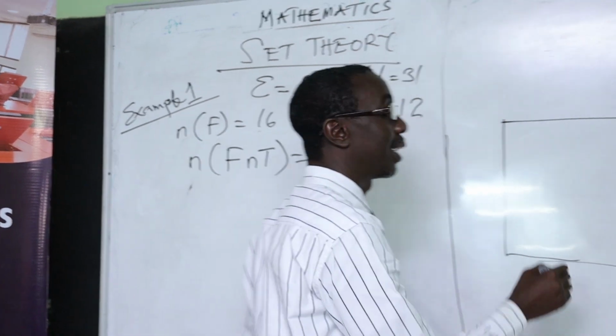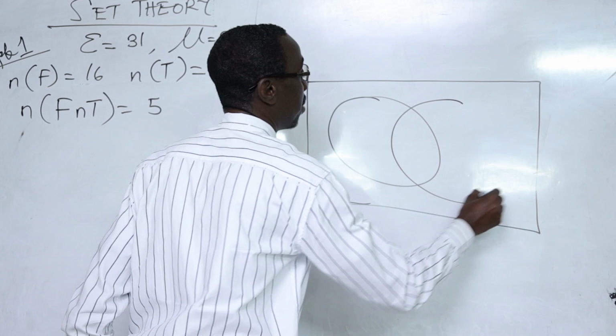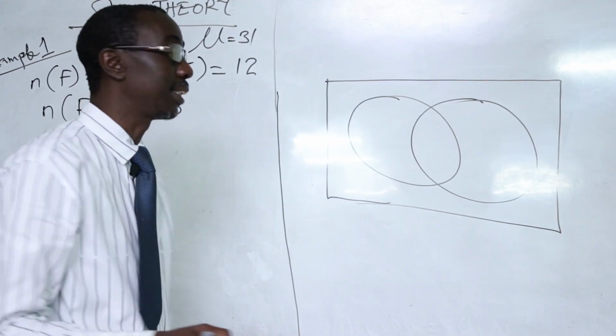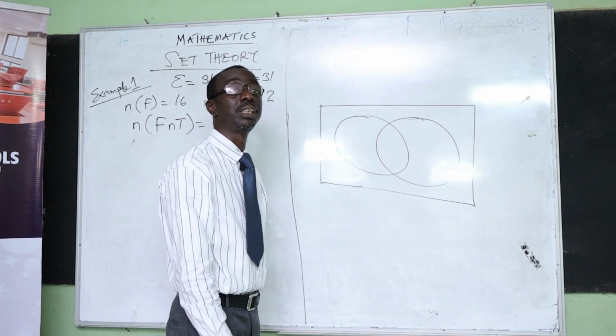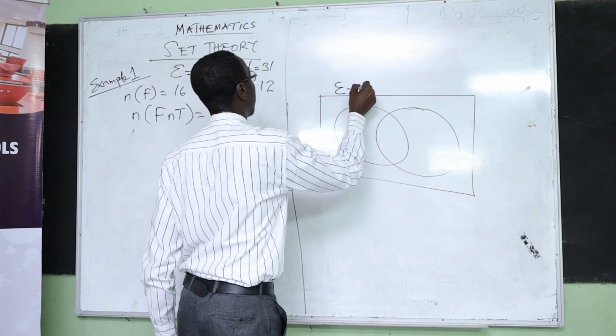Okay, I want to turn that into diagram. I have two subsets, as you said. This is representing the first subset. This is representing the second subset. Knowing fully well that they told us they are intersecting, so these two circles must have a place of intersecting with each other. The universal set is 31.